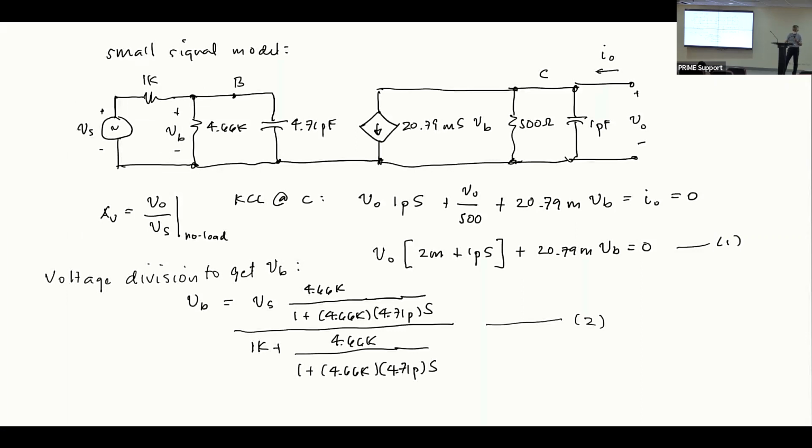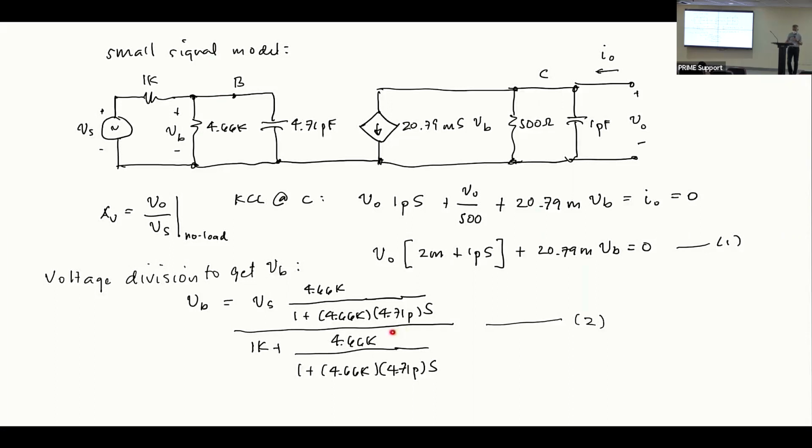Okay, so what's the parallel combination of this? The parallel combination of this is 4.66K divided by 1 plus 4.66K times 4.71 pF times S. So this is it. No? This is the parallel combination of these two.